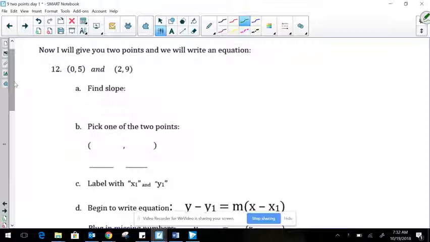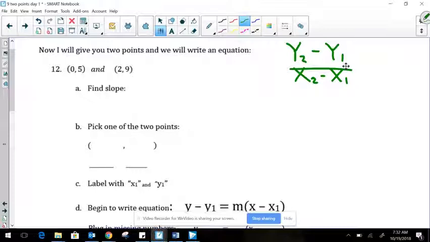So between the points 0, 5 and 2, 9, we are first going to find the slope. Let me write that secret formula up here, though. Remember, we have our martini glasses and our picnic table. If you're not 21, these glasses are sparkling grape juice glasses. Okay, so let's label our points.